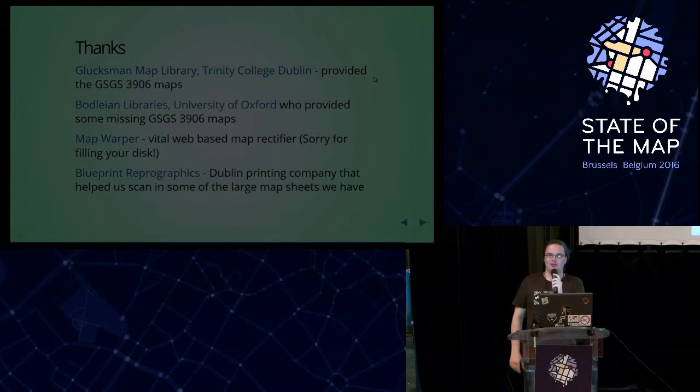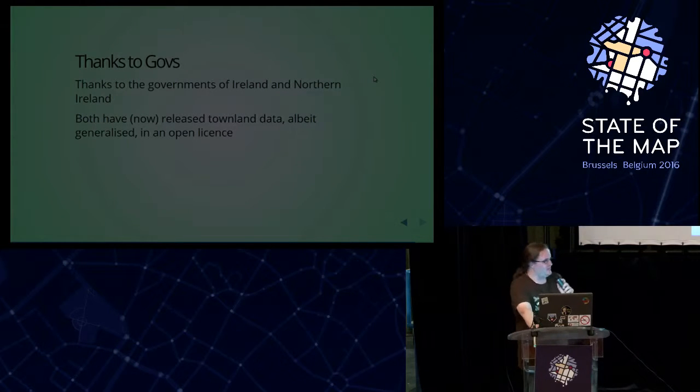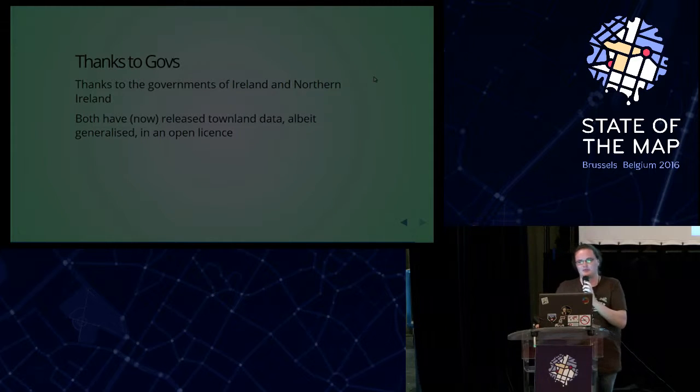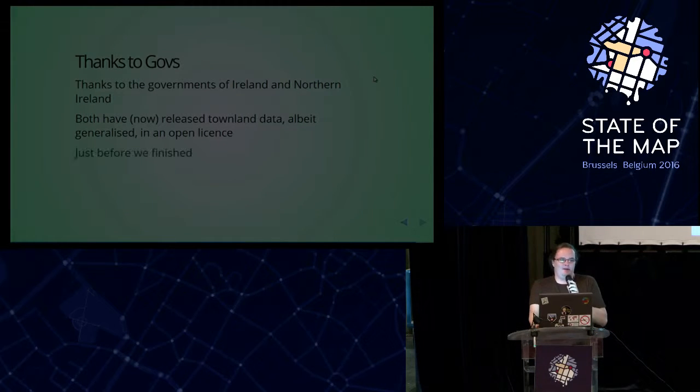Thanks obviously to some of the libraries that helped us with scans and with maps, Trinity College and Oxford, who provided some missing bits that Trinity didn't have, Map Warper for the rectification, and Blueprint, who helped us scan in some of the physical maps we did actually have. Thanks to the governments of Ireland and Northern Ireland, who decided, hey, open data is nice, let's release townland data, with an open license, somewhat generalized in some cases. They released it just before we finished, which was great. Wasn't that nice? I think the Northern Ireland government released it literally within a week of it being finished in Ireland.